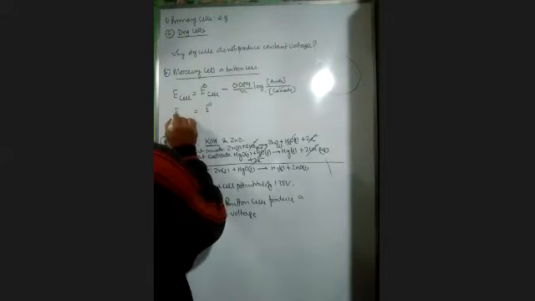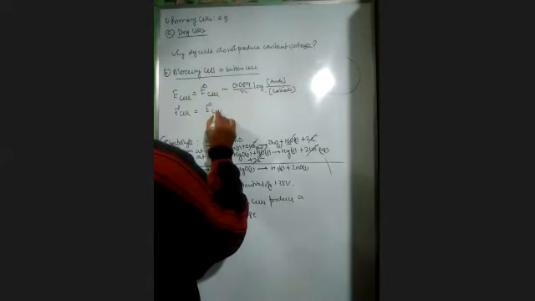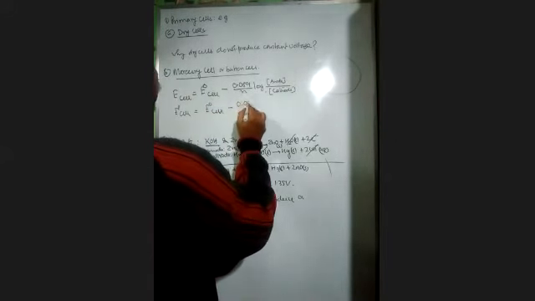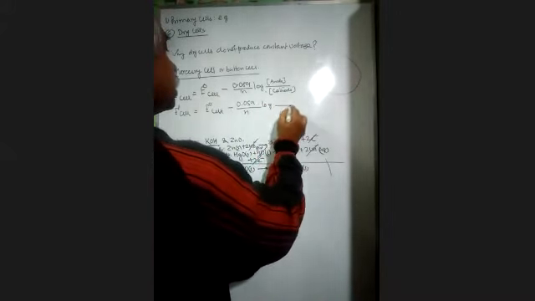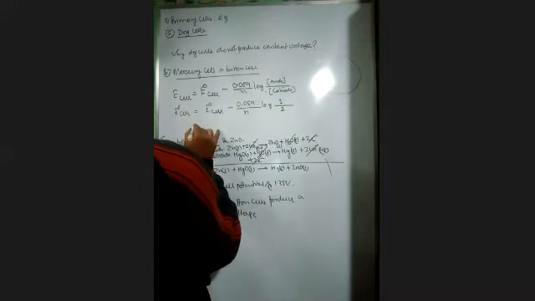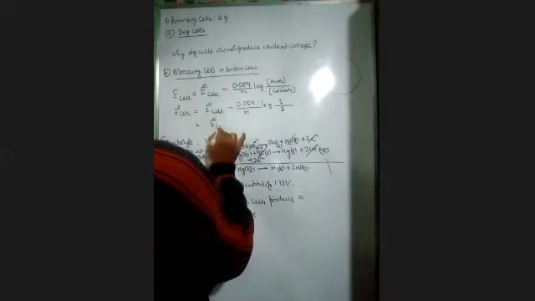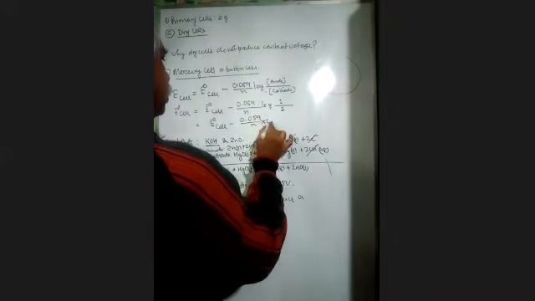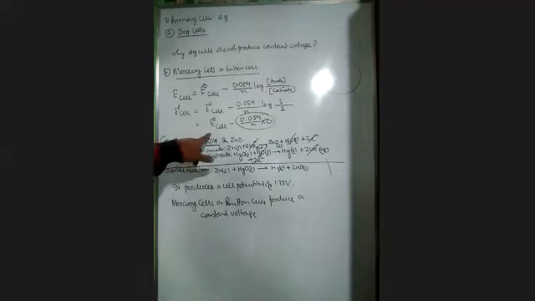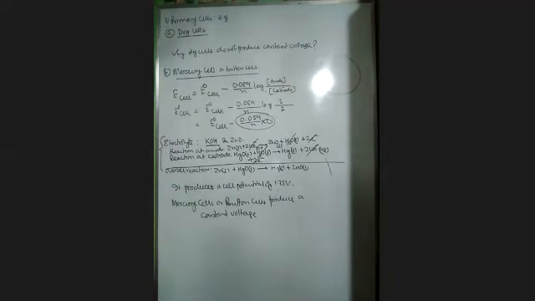We'll write now. E cell is equal to E0 cell minus 0.059 by n. See here, same concentration. So if I write 1 and 1, what will we get now? E cell is equal to E0 cell minus 0.059 by n into 0. So this portion is 0. See what remains there? Only the standard electrode potential. Standard electrode potential is a constant. This value will never change. So because of that, it gives a constant voltage.